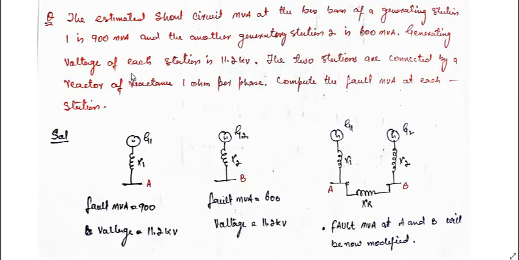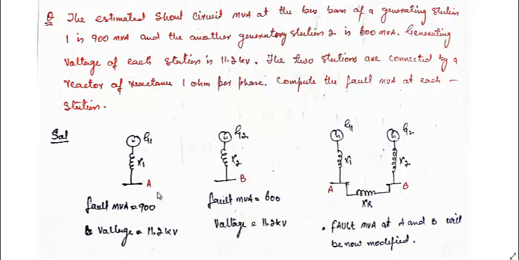We have a simple circuit. The estimated short circuit MVA at the bus bars of generating station 1 is 900 MVA, and another generating station, station 2, is 600 MVA. But what does this mean?